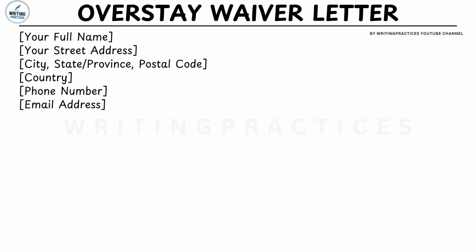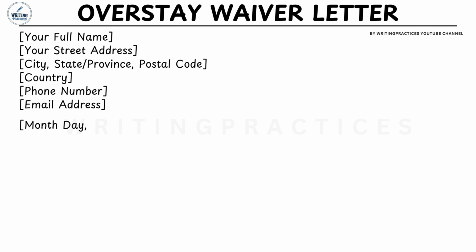Sender information. Start by writing your personal contact information at the top of the letter. For example, Christopher Evans, 7824 Maple Ridge Drive, Boston, Massachusetts, 02116, United States, 617-555-4839, christopher.evans@email.com. This section identifies who is submitting the waiver request and provides immigration authorities with contact information if additional clarification is required. Accurate personal information also helps match your letter to your immigration records.